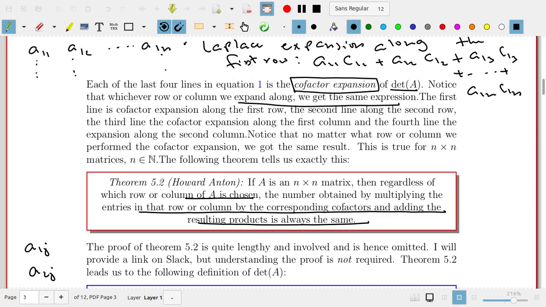Now the proof is of course extremely lengthy and involved, and hence understanding it is not part of the syllabus. However, I do encourage you to have a look at the proof, so I'll give you a link to the proof on Slack. And since the result is the same whichever way you do the cofactor expansion, we're going to call it the determinant of A, or det A.